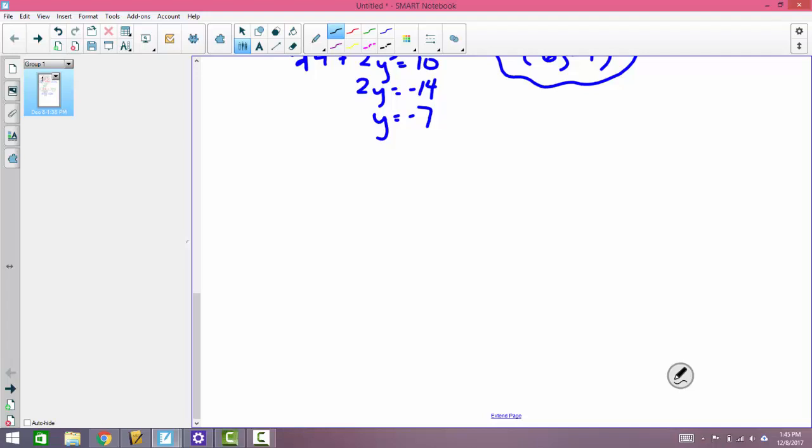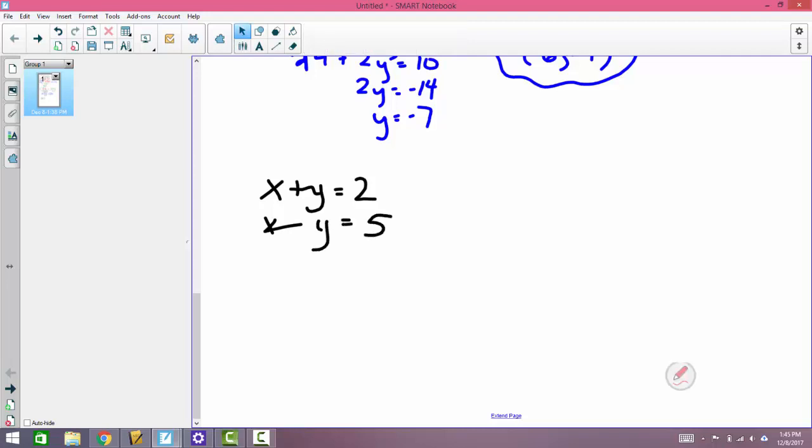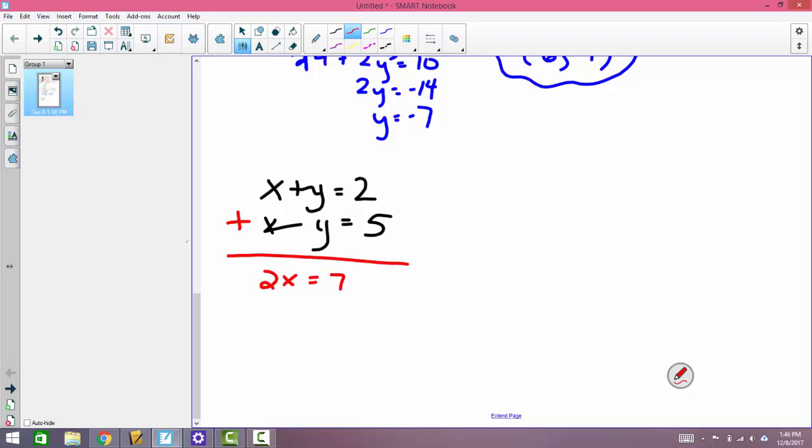I'm going to give you a little story problem. The sum of two numbers is 27. So right now you could write x plus y equals 27. And the difference is 5. So x minus y equals 5. All right, you could add, and then you are eliminating the y. So you get 2x equals 7. So x is equal to 3.5.